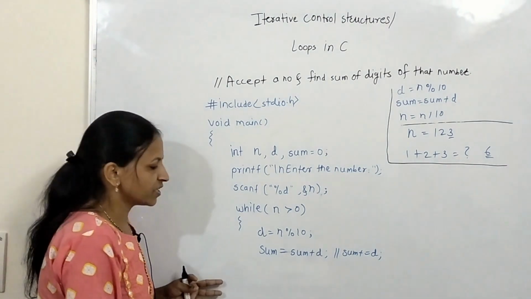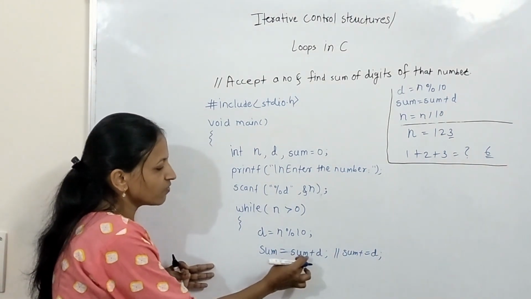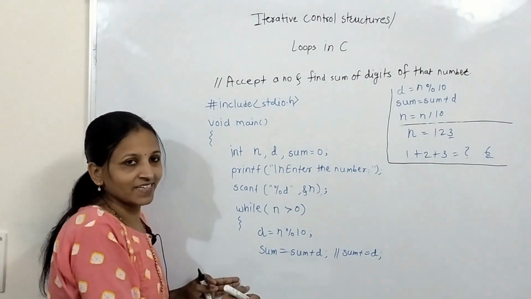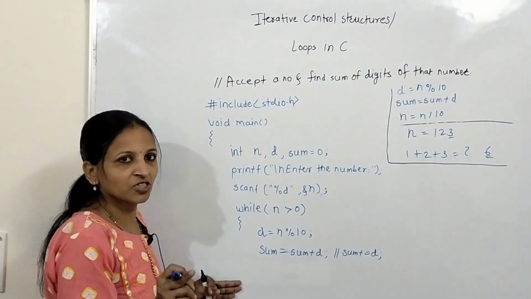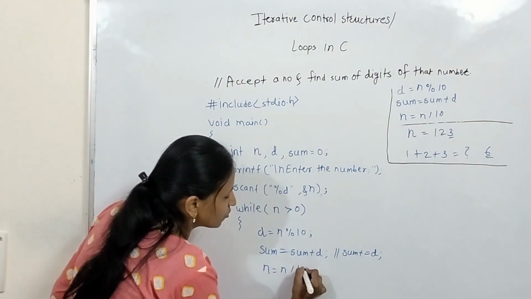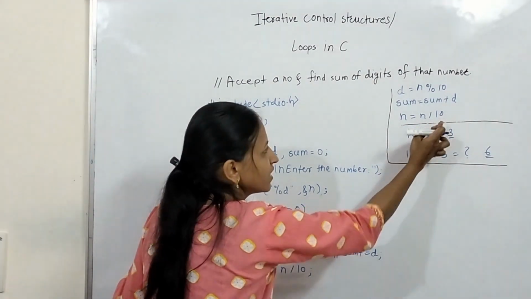style, shorthand operator. Now whatever we have added into sum, now we have to modify that n, that is nothing but the update expression that we have to put here. That is, we have to modify the value of n, that is n equals n divided by 10.